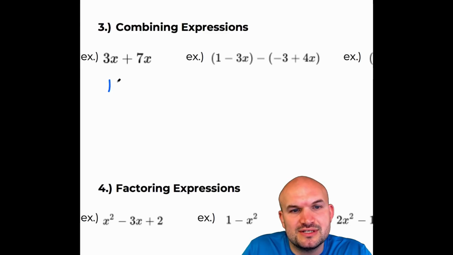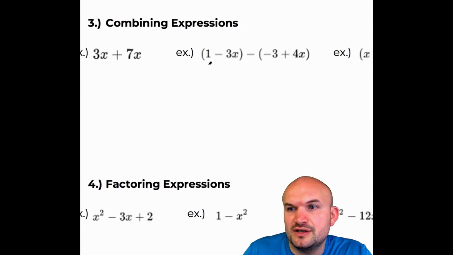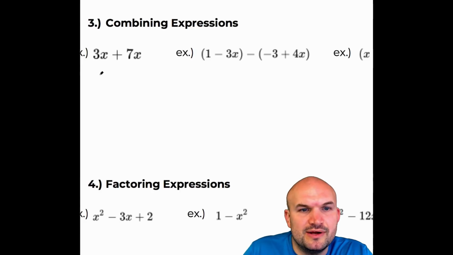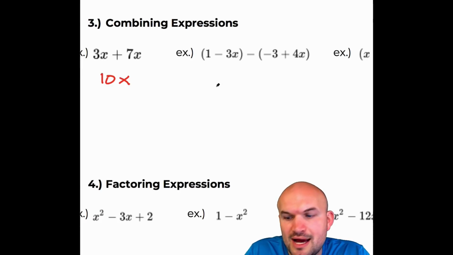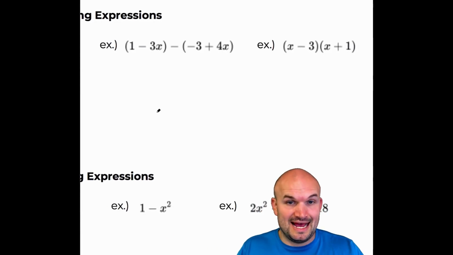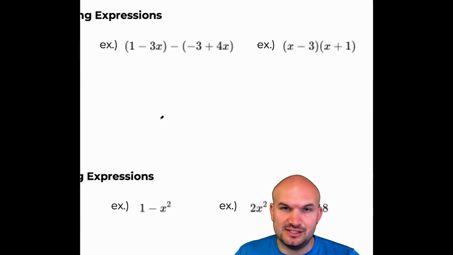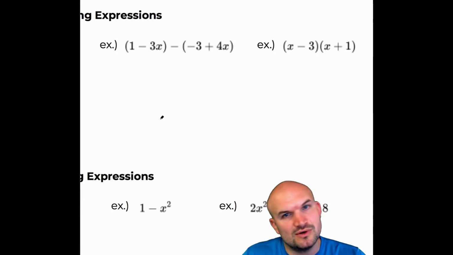So in this case, we're just going to have 10x. Actually, let's use a different color. Let's go back to red. So in this case, we'll have 10x. All right, so now in the next example, now we have some subtraction. And there's a couple different ways we could do this. We could rewrite this in the vertical method. We could do this horizontally.